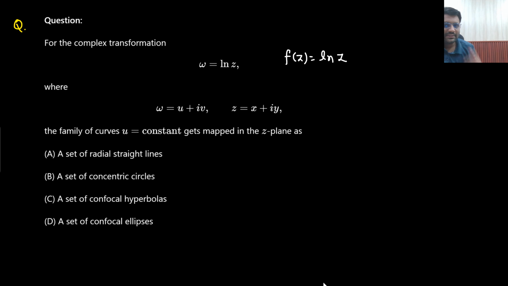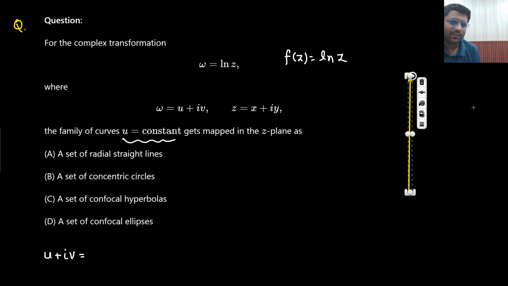So this time you are given the equation of u, not v. That means what is your omega? Omega is u plus iota v. So what is given? U equals constant. That means there is a line which is u equals constant.